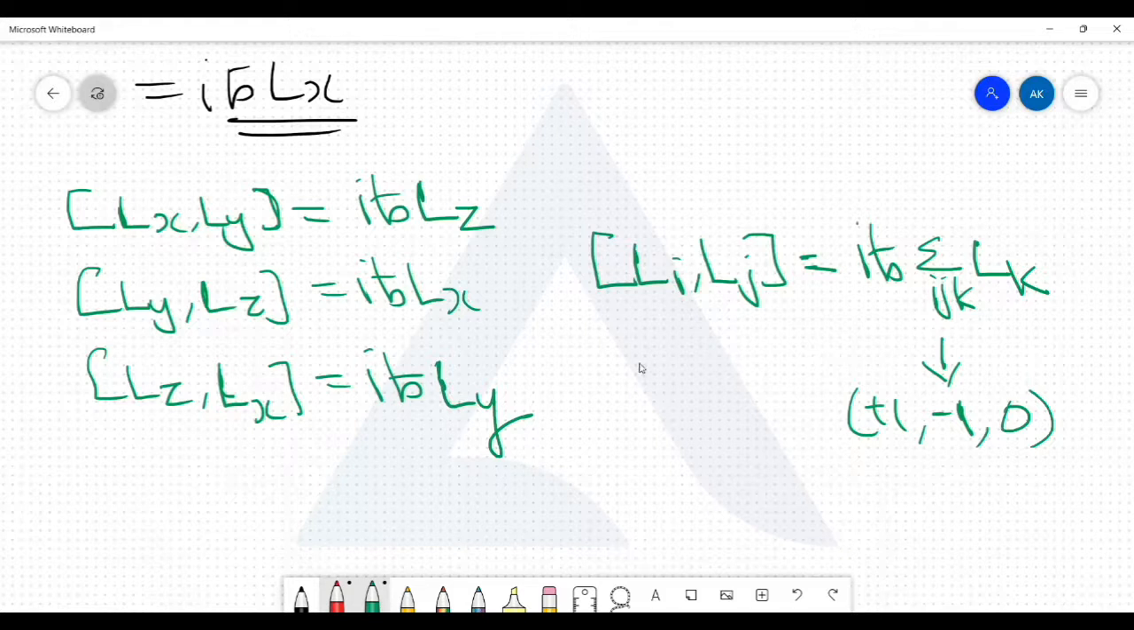Okay. I think we can stop here, right? Then in the next session we will discuss, or let me move further. Okay, let me finish this angular momentum operator.